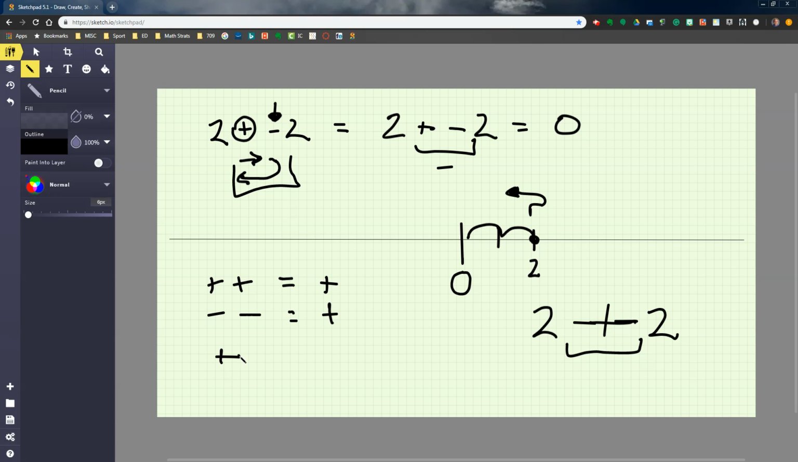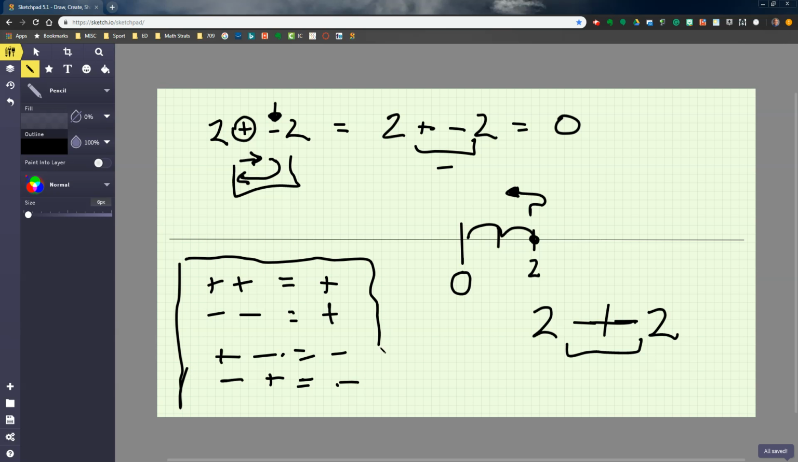Now when we have mixed signs, just like we did up here, that actually equals a negative. And if we have the opposite, like a negative and then a plus, that again equals a negative. So if we can remember these, that'll go a long way to helping us know which way to count on our number line.